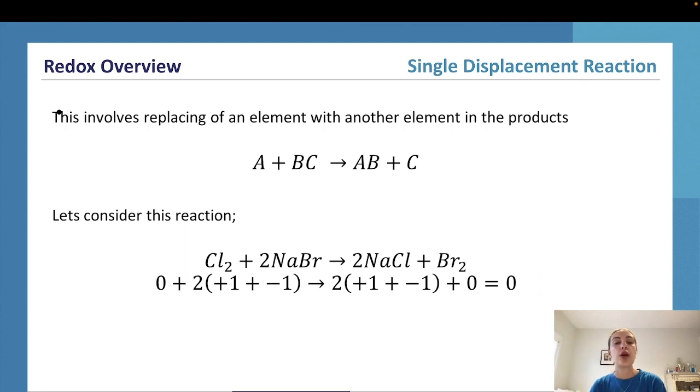So bromine is essentially losing electrons and acting as a reducing agent by then donating those lost electrons to the chlorine so that the chlorine can be reduced. And then the chlorine is subsequently acting as an oxidizing agent to then gain those electrons which have been lost by the bromine.